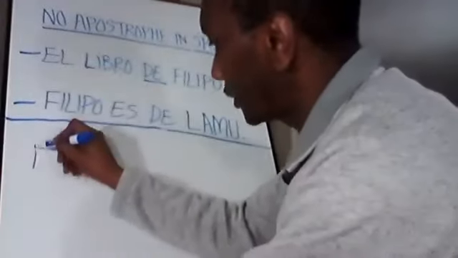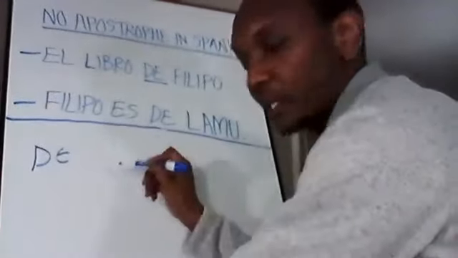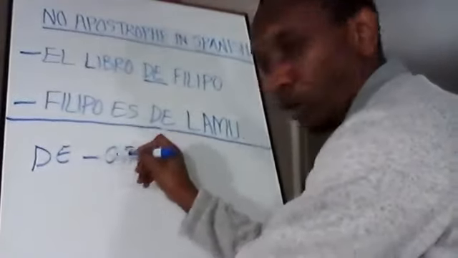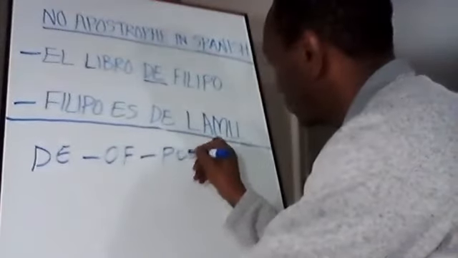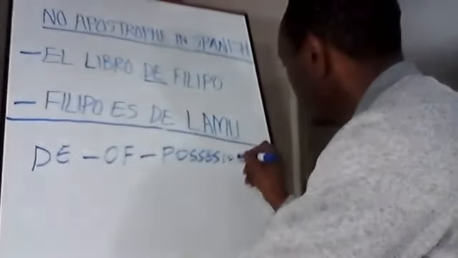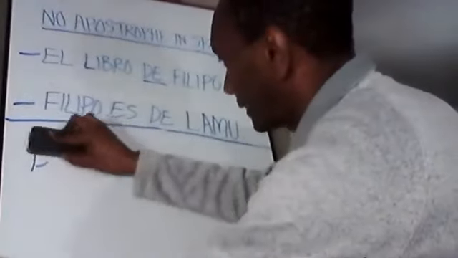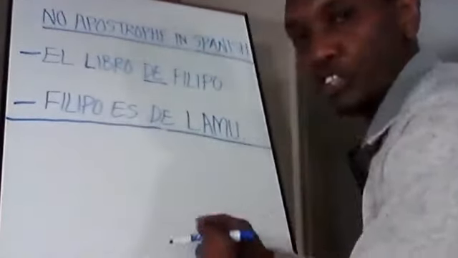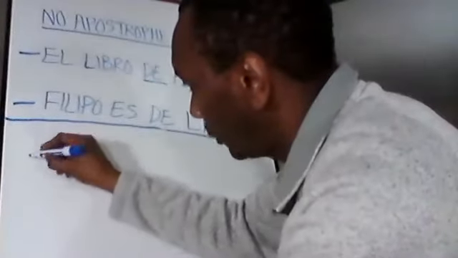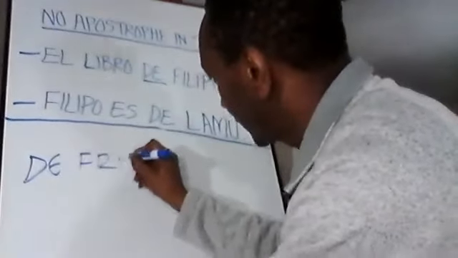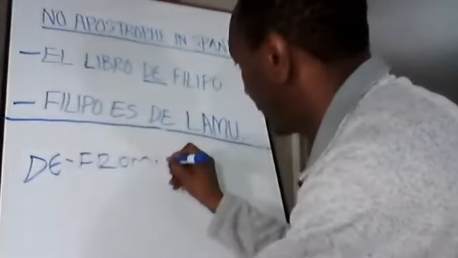So first example, we see de, as I've just illustrated, used to show something belongs to, of, to denote possession. Okay, I just went over that. So let's look at the second example, where de is used to show origin, from. De in this case is going to show from and its origin.